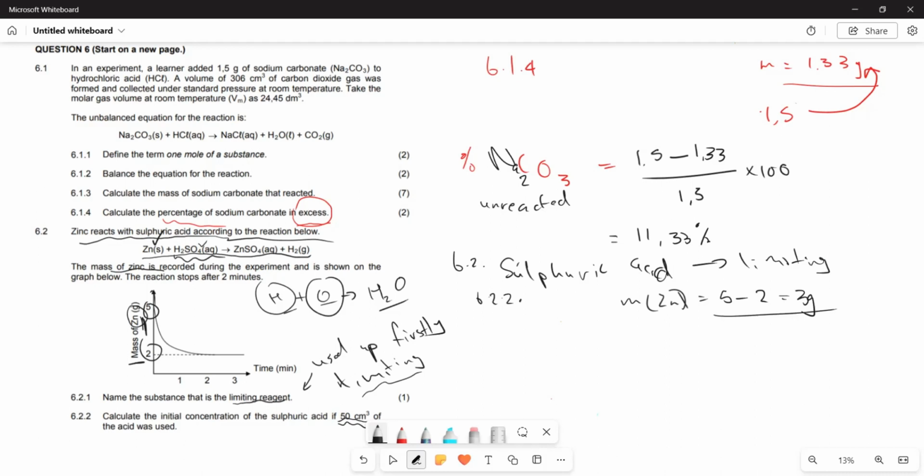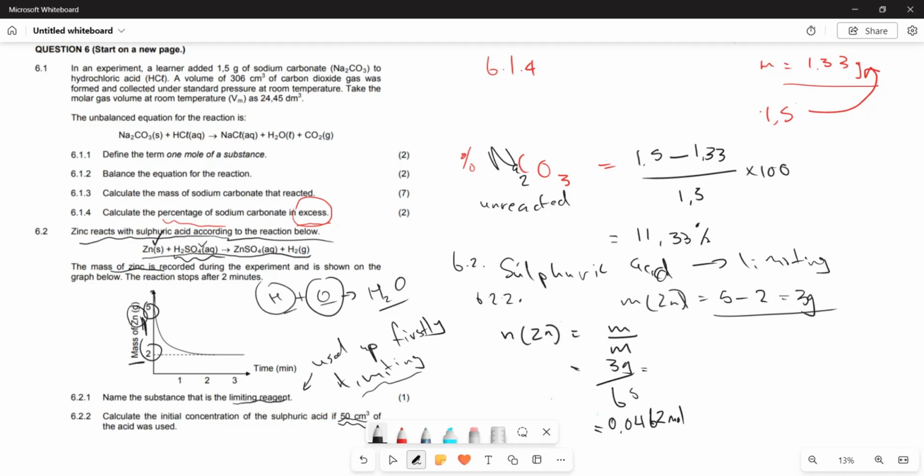Now, secondly, for the moles of your zinc, it is given by m over your molar mass. You have 3 grams of zinc that is used in this reaction, and the molar mass of zinc, I think we all know, is 65. So let's write it in here. Your moles of zinc are going to be 0,0462 mole, right? So this is your mole of zinc.